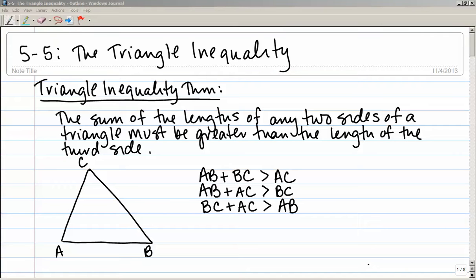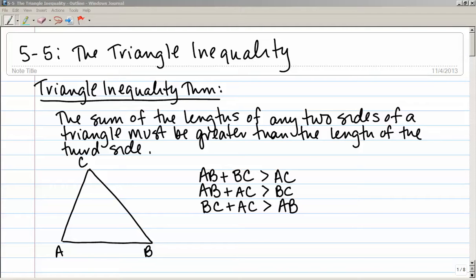Section 5.5 is on the triangle inequality. The triangle inequality theorem says that the sum of the lengths of any two sides of a triangle must be greater than the length of the third side. In other words, pick any two sides of the triangle, add them up, that number must be greater than the length of the third side.